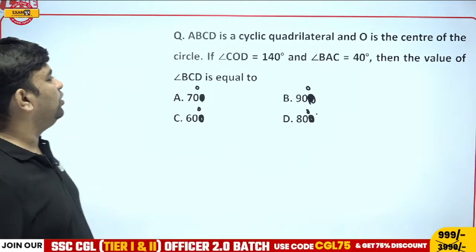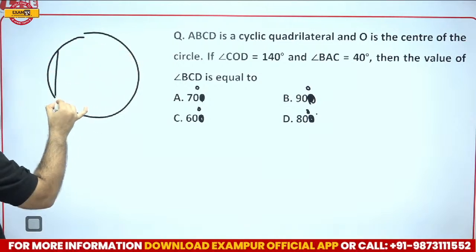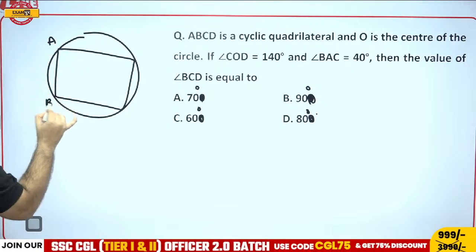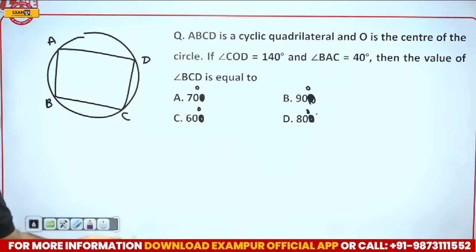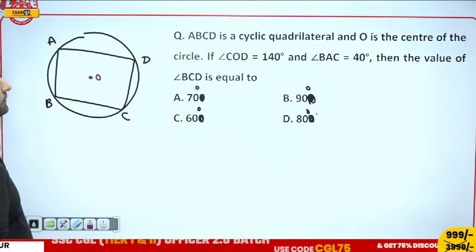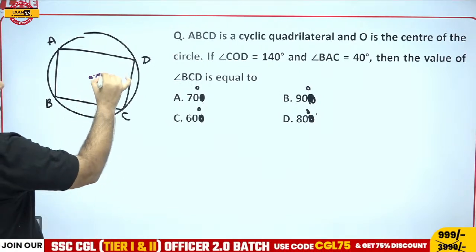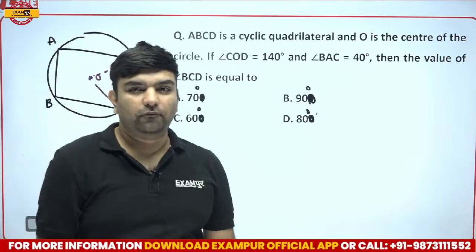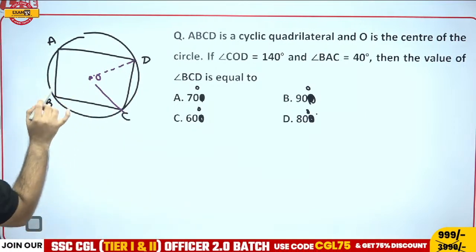ABCD is a cyclic quadrilateral. Draw a cyclic quadrilateral, maintain the order. O is the center of the circle. Angle COD is 140, already given. Angle BAC is given as 40 degrees.